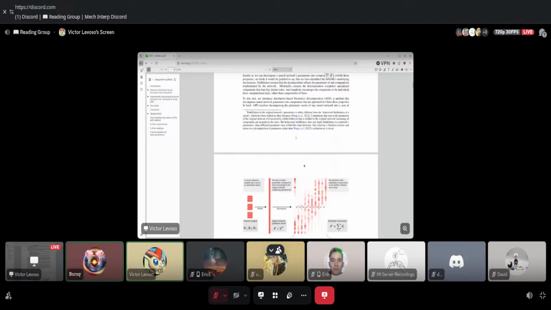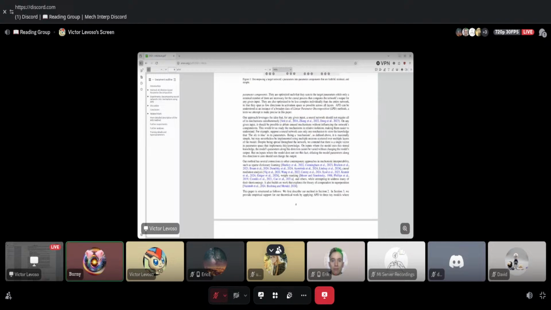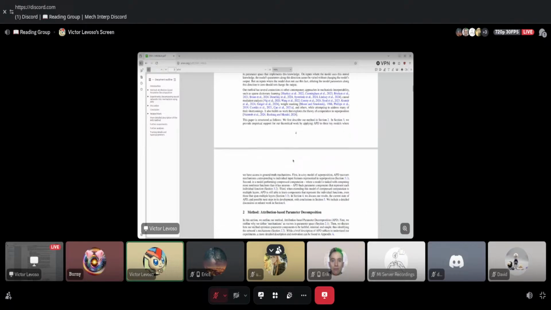And I was thinking about how interpretable the different decomposed parts are. The idea is that the decomposed parts are interpretable, but I don't know if they are. We'll see.